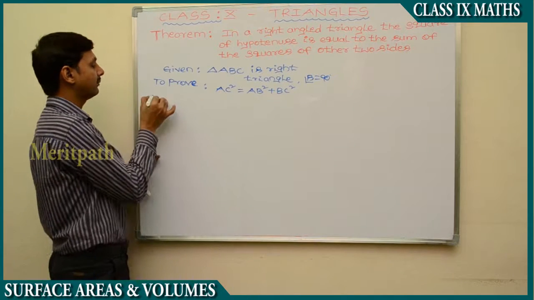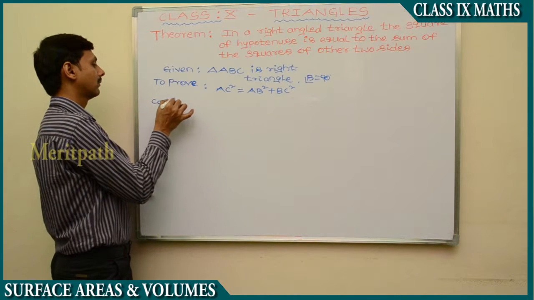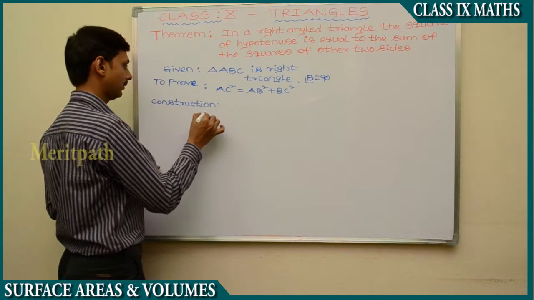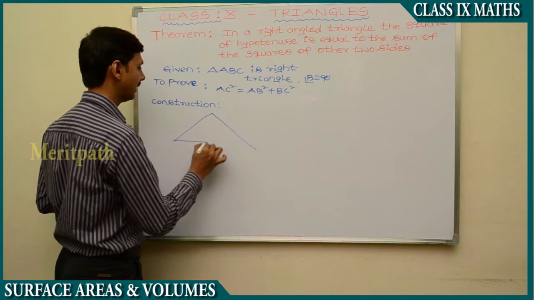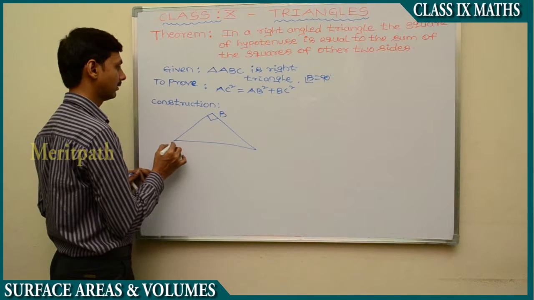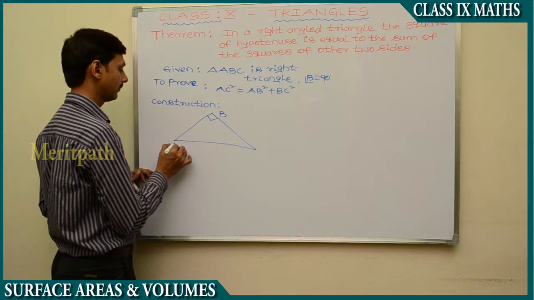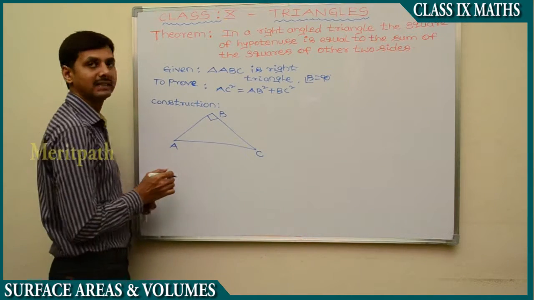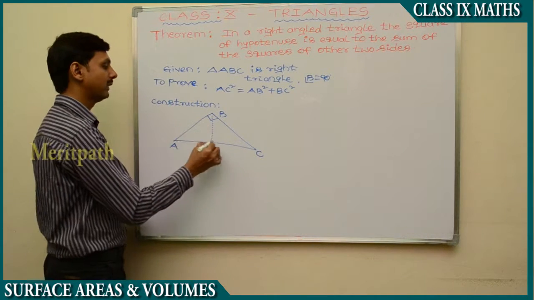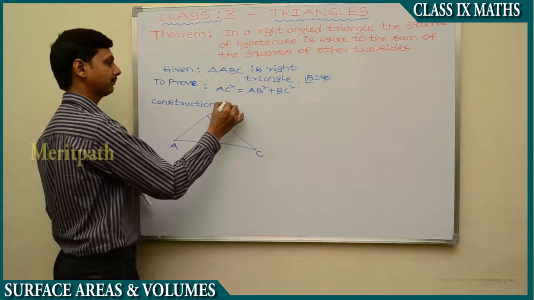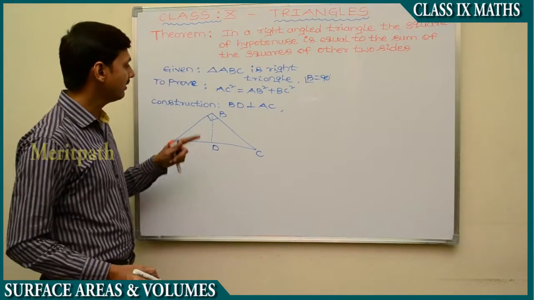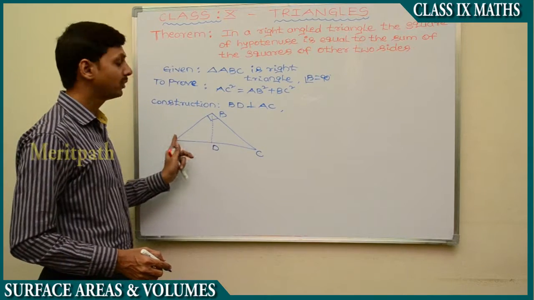So let's construct something. Triangle ABC. First let's draw a picture of the right-angled triangle. Here it is 90 degrees, triangle ABC, and this is the right angle. Let's construct a perpendicular line from B to D. BD is a construction, BD perpendicular to AC. We have drawn a perpendicular line from B to D. So BD is perpendicular to AC.